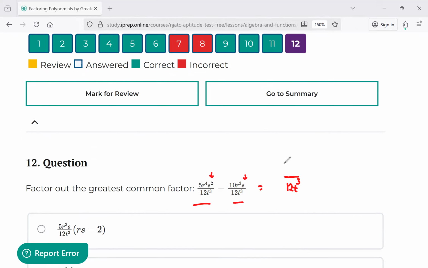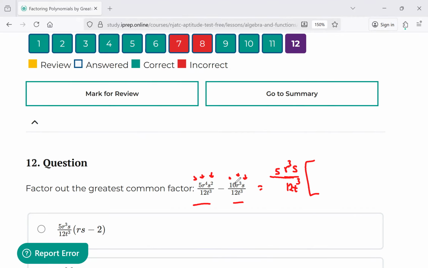So what's the largest amount of s's? You can take only one s. What about r's? We have an r to the fourth and r cubed. What is the largest amount of r's you can take out evenly? Yes, r cubed, or three r's. And then the constant, we have a 5 and a 10. So what's the largest number that they're both divisible by? 5. That's it.